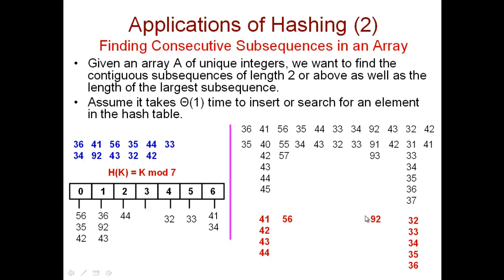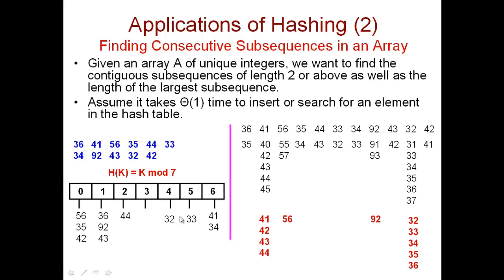So that means 92 again by itself is some subsequence of length 1. Now for 43 to be the starting element, 42 should not be there. Check: 42 mod 7 is 0, and 42 is there at index 0. So since 42 is in the hash table, it is in the array, and 43 cannot be a starting element of a subsequence.